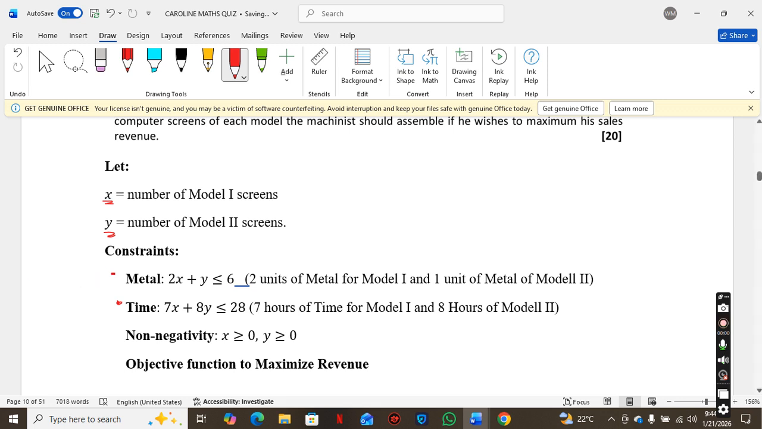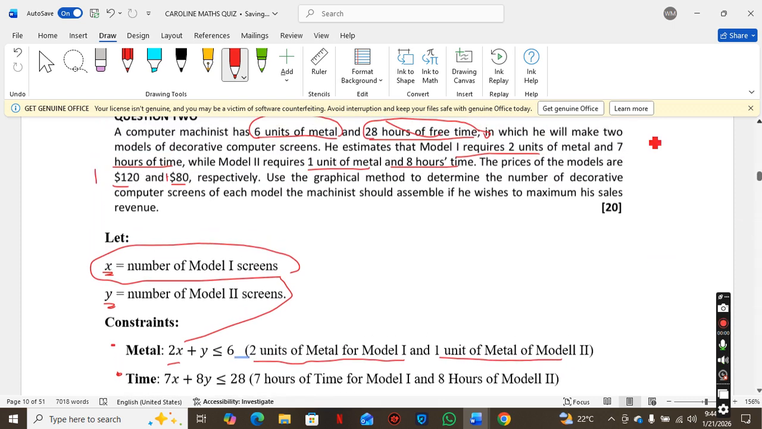In the equation, they told us we have 2 units of model 1. That's why I've put 2x. X is the number of model 1 screens. And Y is the number of model 2 screens, and they told us 1 unit of model 2. Model 1 requires 2 units of metal. Model 2 requires 1 unit of metal.